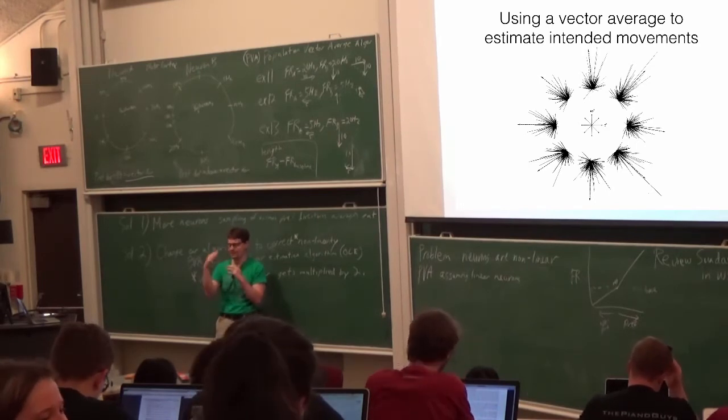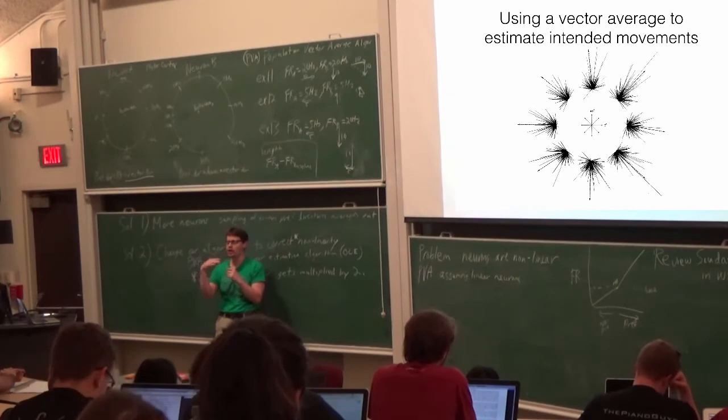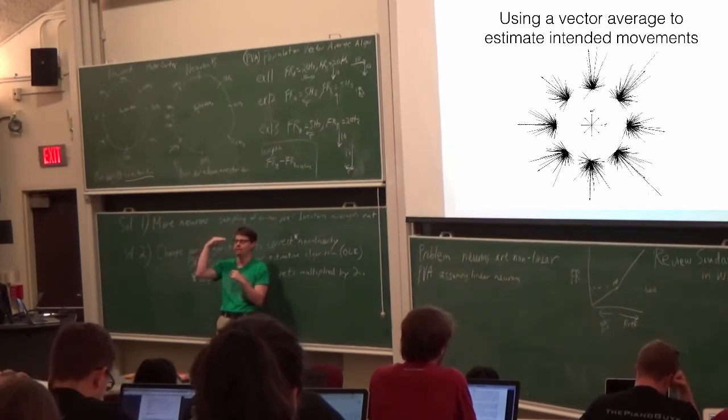You have to figure out the extent to which it's nonlinear, and that depends on each individual neuron. Higher baseline firing rates are going to have less nonlinearities than neurons with lower baseline firing rates.